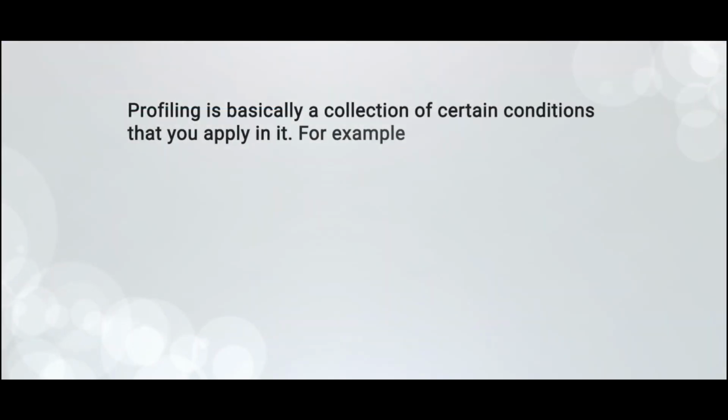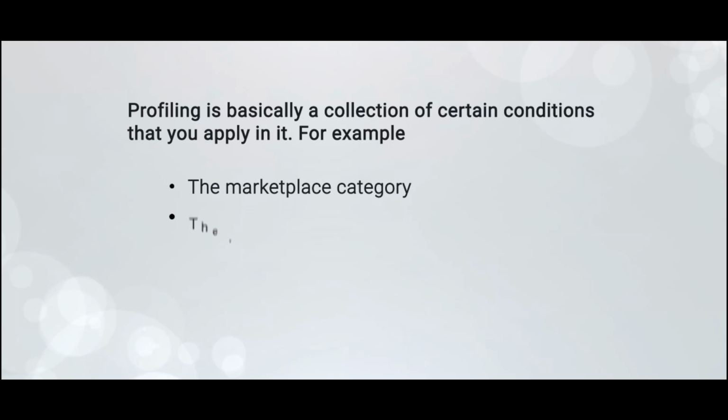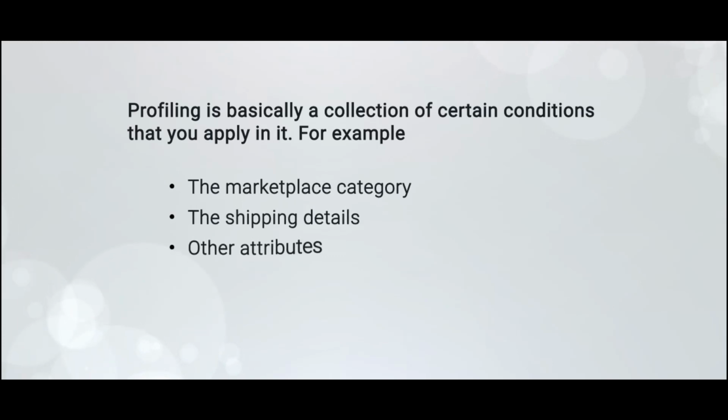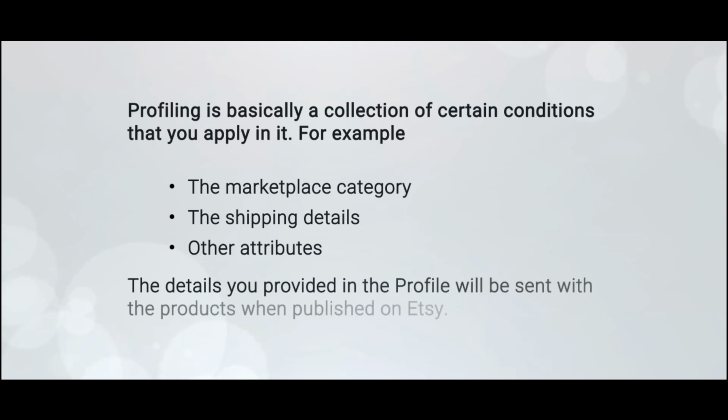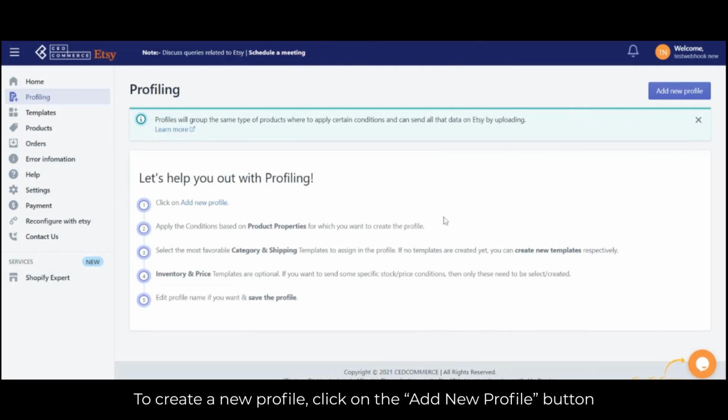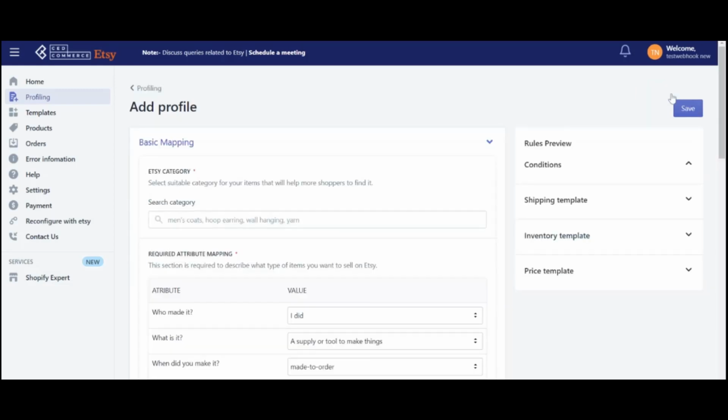Profiling is basically a collection of certain conditions that you apply in it. For example, the marketplace category, the shipping details, and other attributes. The details you provided in the profile will be sent with the products when published on Etsy. To create a new profile, click on the Add New Profile button at the top right corner of the page.